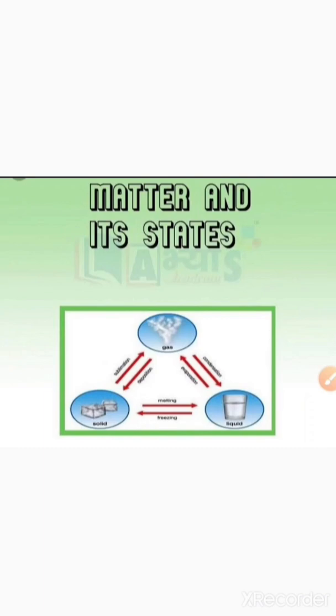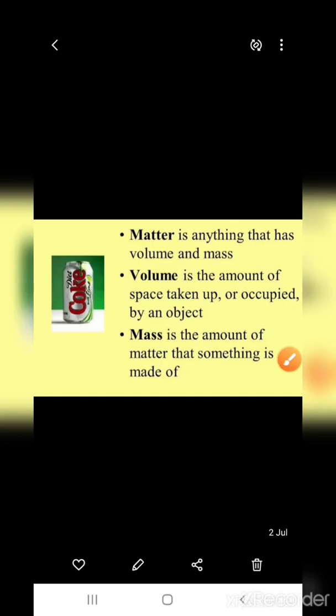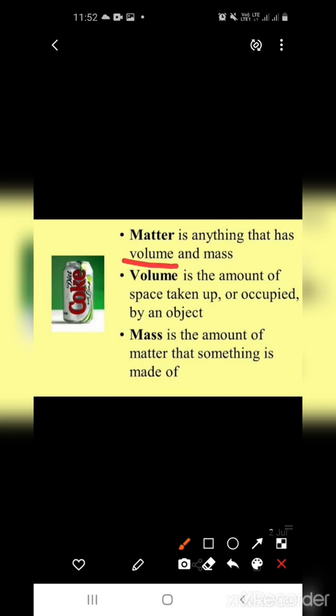What is matter? Matter is anything that has volume and mass. Mass is its weight, right? And volume is occupied space. So what is volume? Volume is the amount of space taken up or occupied by an object.